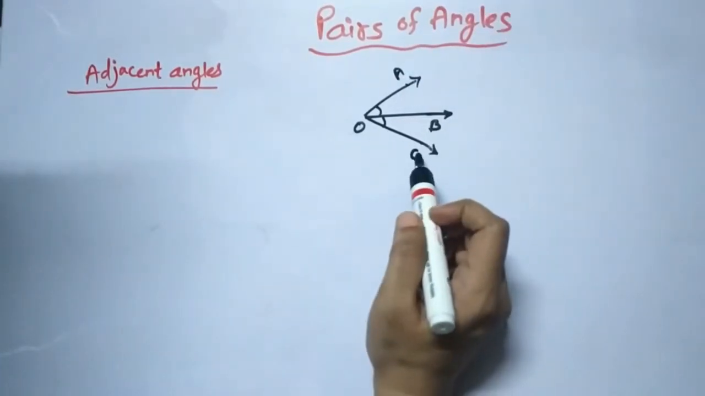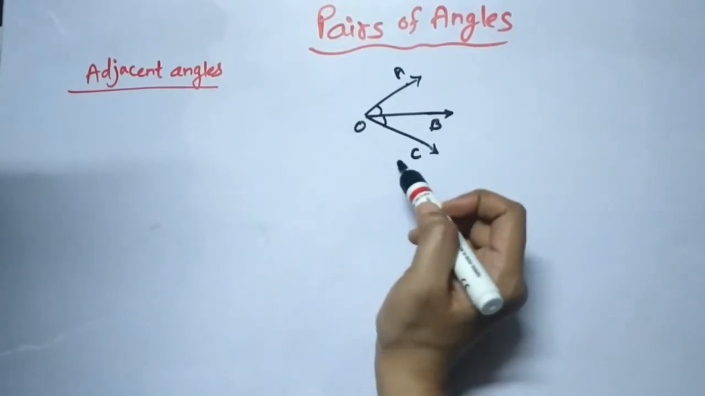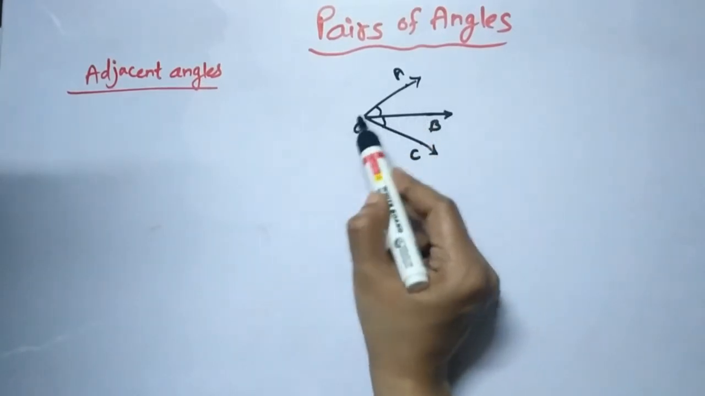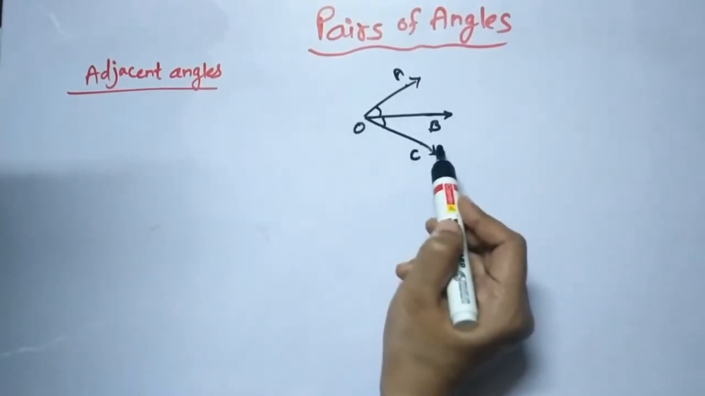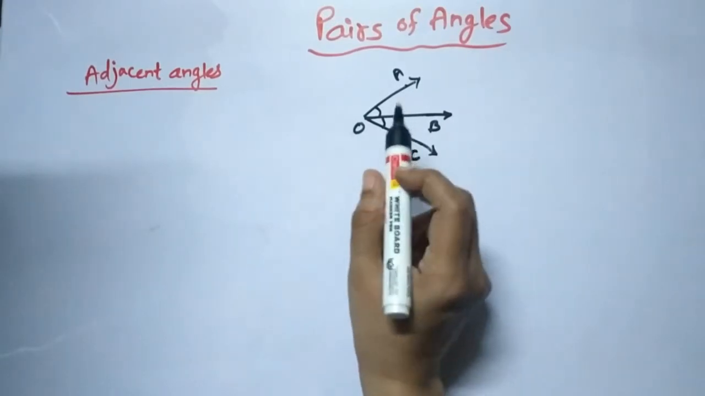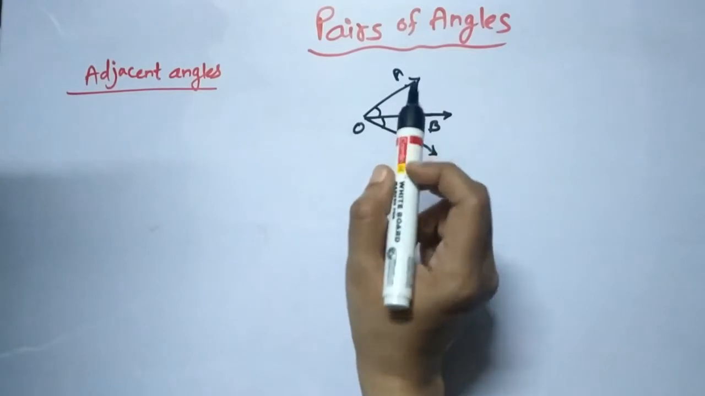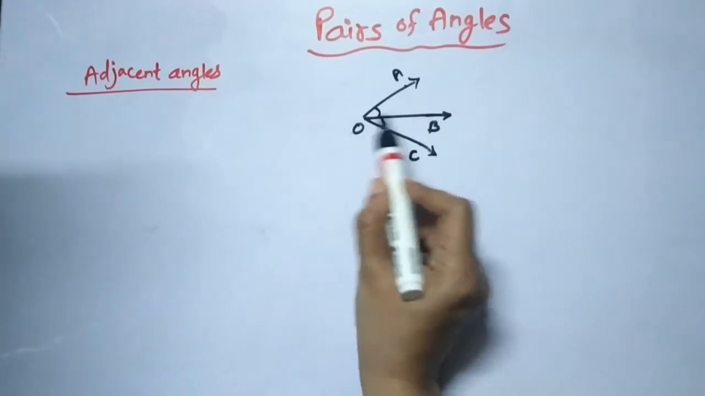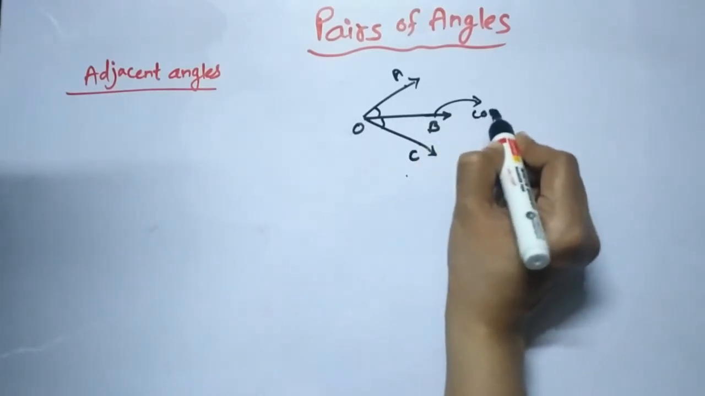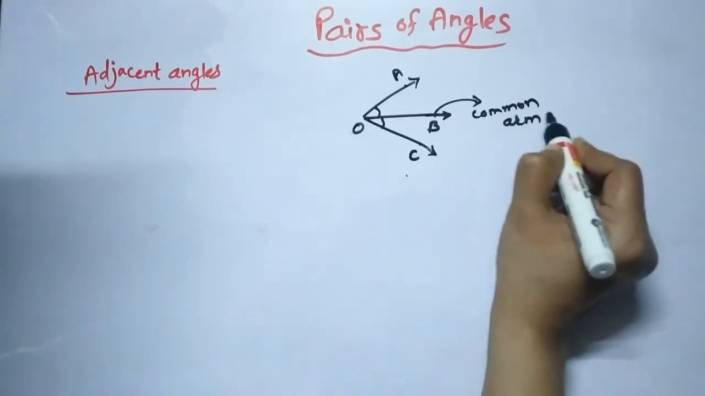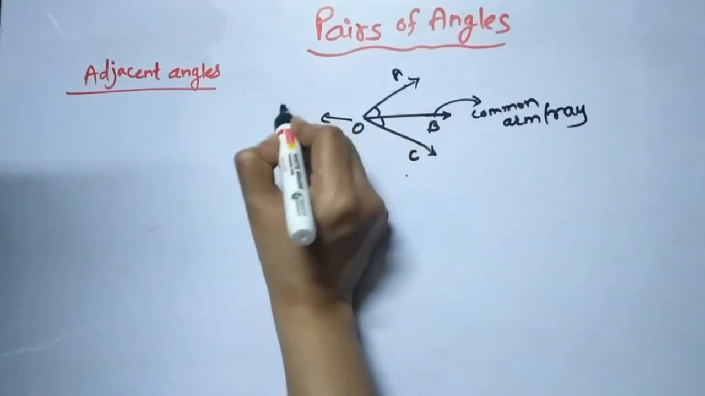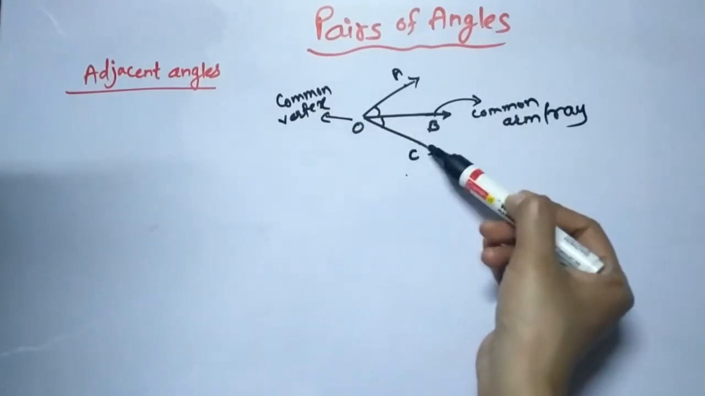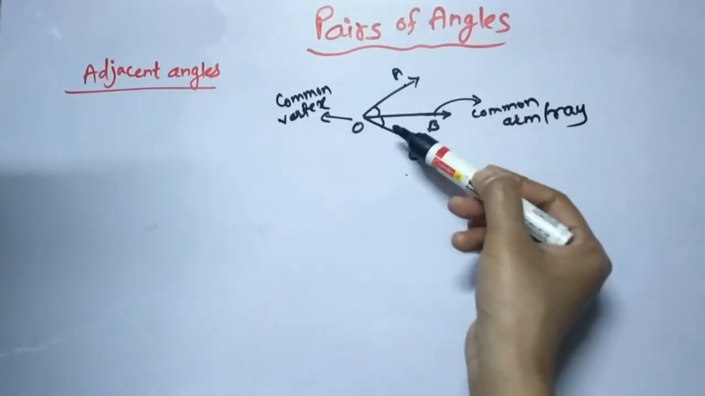So if you notice this diagram, this figure, you can see that here two angles are forming and O is a common vertex here. Angle AOB is here and angle BOC is also forming here. So in this criteria, O is a common vertex of the angles AOB and BOC. And here you can see that OB, this ray, is also common. This is a common arm, or a common ray, and these two angles are placed such that they have a common vertex and a common side.